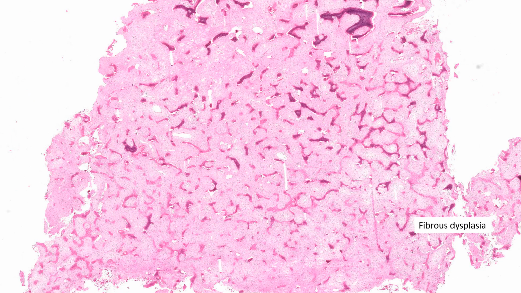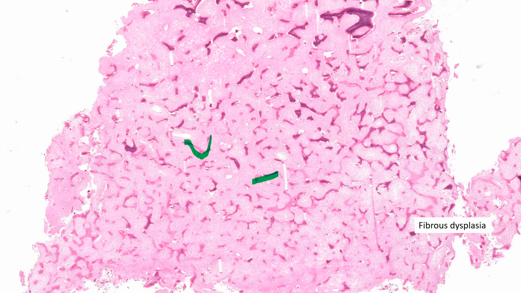Very classic low power view. Every time I show this to one of my residents, they'll go, snap, this is fibrous dysplasia. What they're looking for is these curvilinear fragments of bone surrounded by relatively hypocellular stroma. I say hypocellular because it looks very pink. If it looked blue at this power, I would worry.